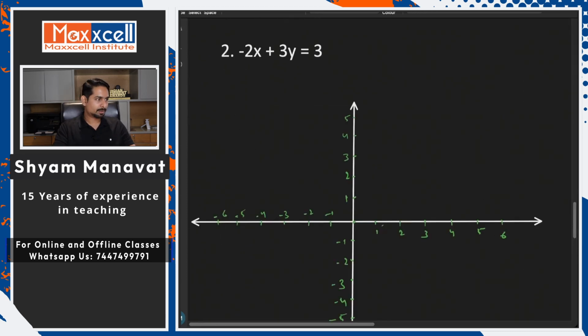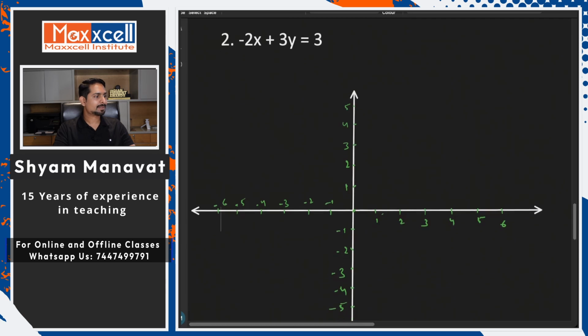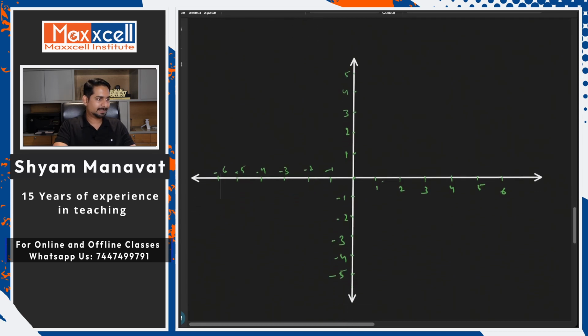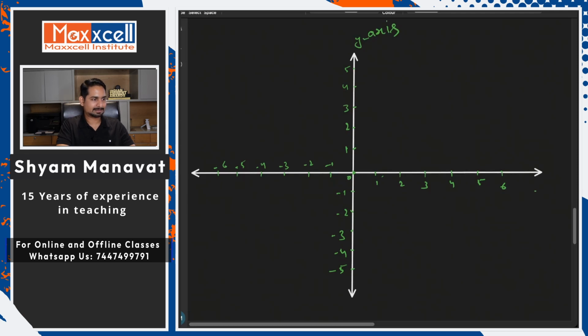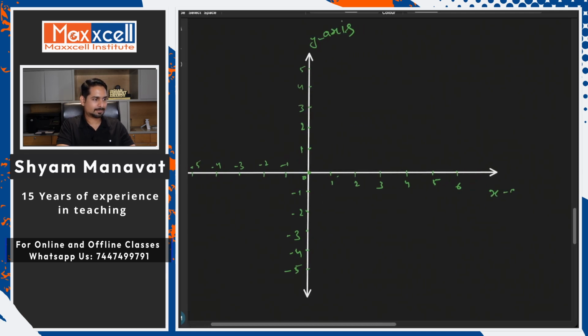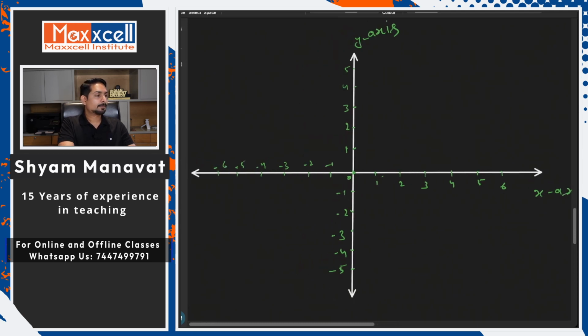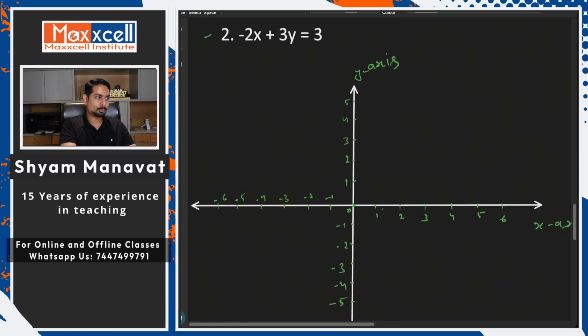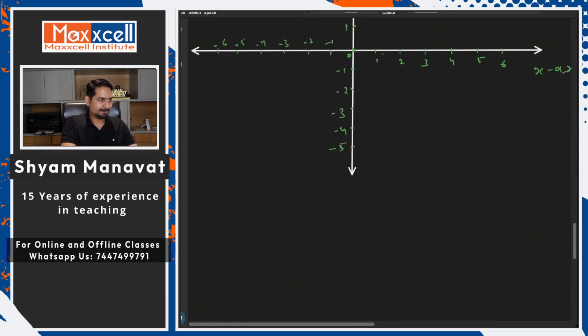In this question we got minus 2x plus 3y equal to 3. Now here we have a graph. You know the intersection of both the axes is the origin. The vertical line is the y-axis and the horizontal line is the x-axis, right? So how do we do it? Minimum 2 points are required. We have learned this.